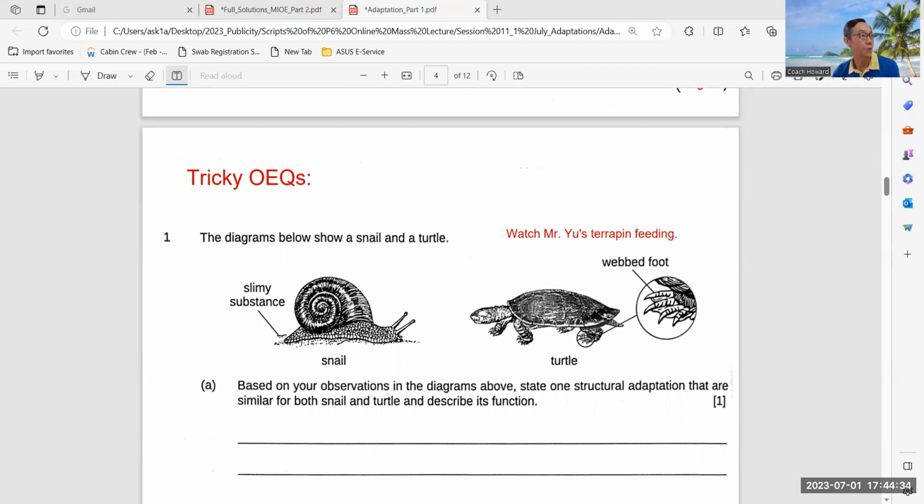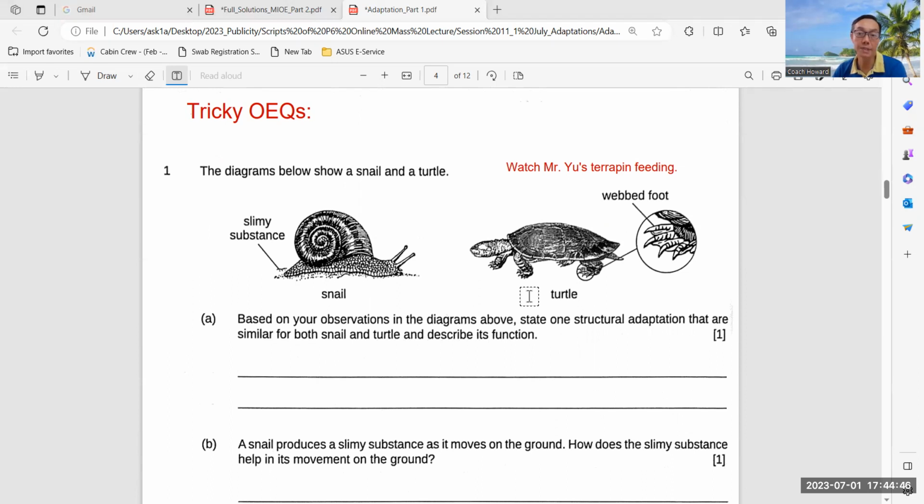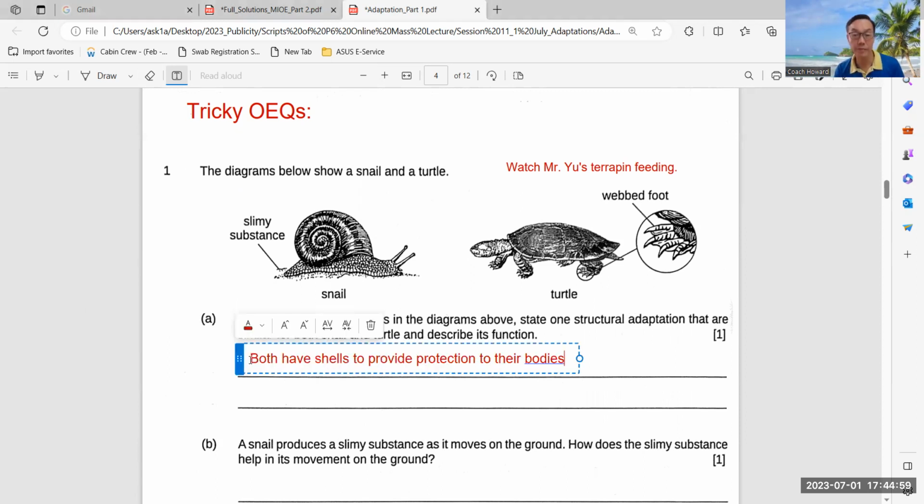Okay, give me a second. I open up the file for this worksheet 1. Okay, number 1. Based on the observation in the diagram, state 1 structural adaptation that is similar to both. So they both have what? Shells, right? To provide protection for their bodies. And describe its function. Okay, so they both have shells to provide protection for their bodies. 1 mark.